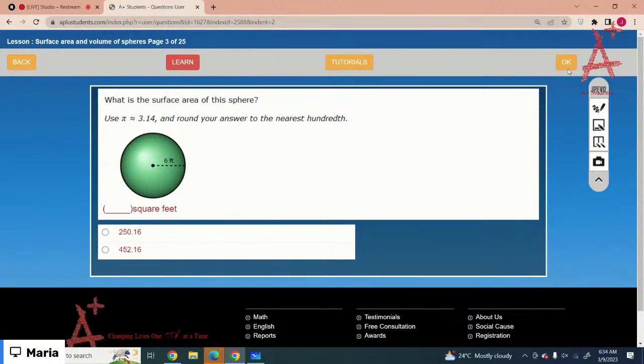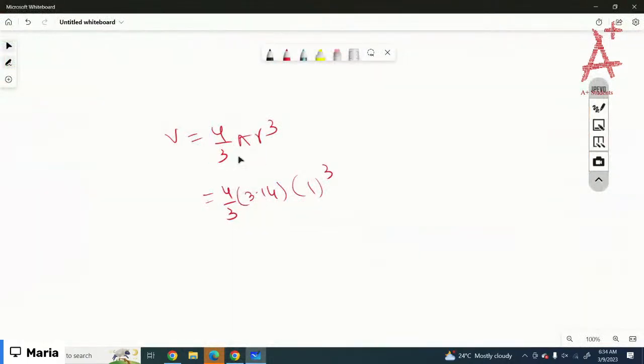What is the volume of the sphere? The radius is 6 feet. You have to use the same formula, V equals 4 by 3 pi r cube. Replace r with 6. Just use the calculator and calculate all the values. 6 times 6 times 6 is 216, times 3.14 times 4 is 2712.96, and divided by 3 is 904.32.